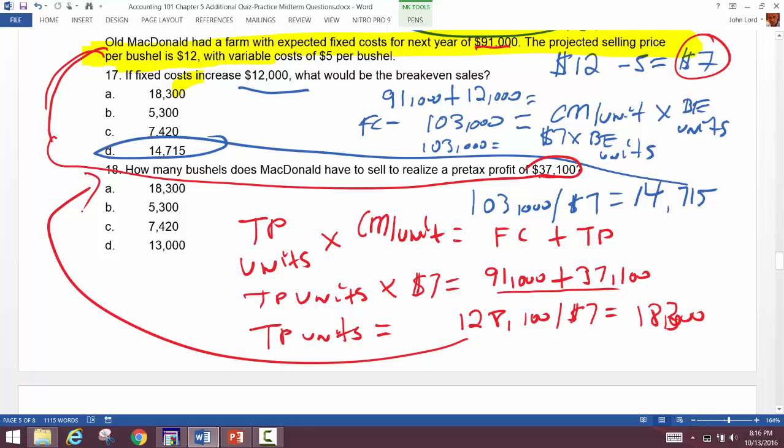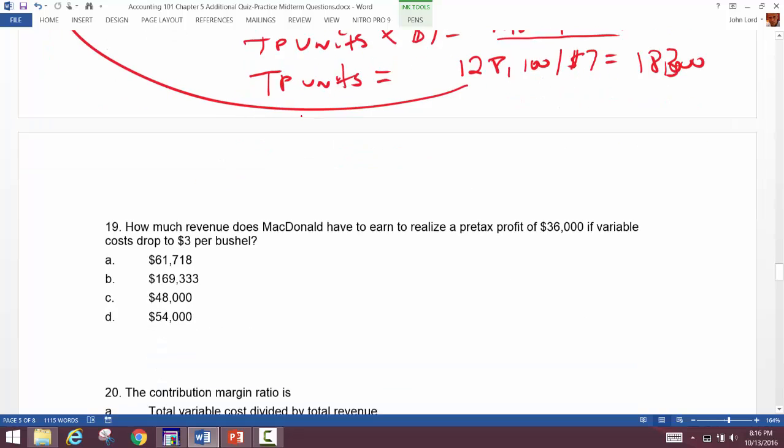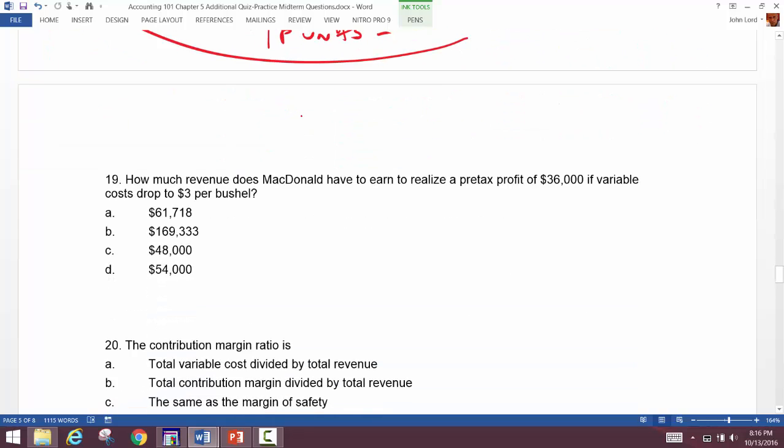Now look, if this is the bulk of midterm 2, I don't see a problem. All you got to do is come to school. That's all you got to do in America.